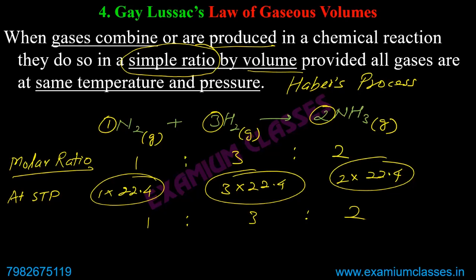If gases combine or are produced in a chemical reaction, they will always do so in simple whole ratio by volume. You need to keep the temperature and pressure constant, because the moment you change the temperature or pressure, the volume will change. So you need to consider all volumes at same temperature and pressure, whether it is STP or any other temperature or pressure, you need to keep that constant. Clear? Any confusion? Let me know before I move forward.